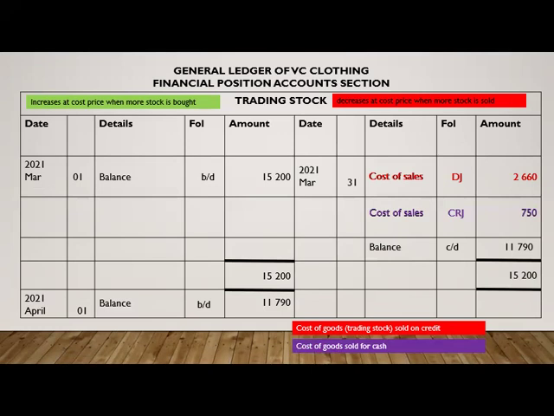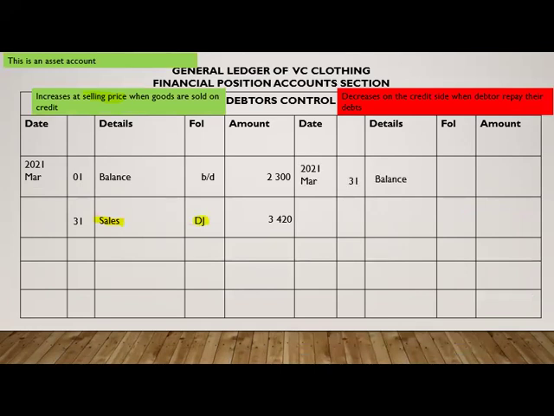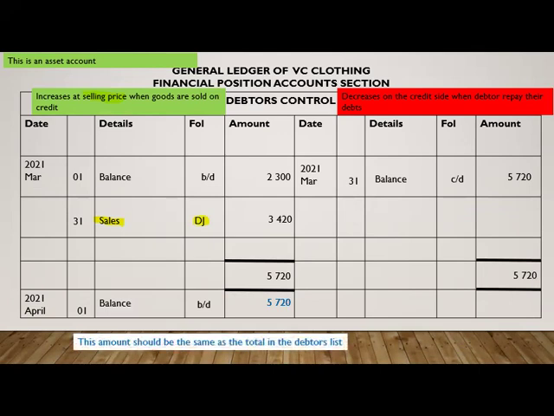Trading stock be fine, right? Do we balance off debtors control? Let's balance it off. So do you see that balance brought down is the same as which one? The one in the debtors list. They must be the same. If they're not the same, you must just know that there's something wrong. It must be the same as the total in your debtors list.